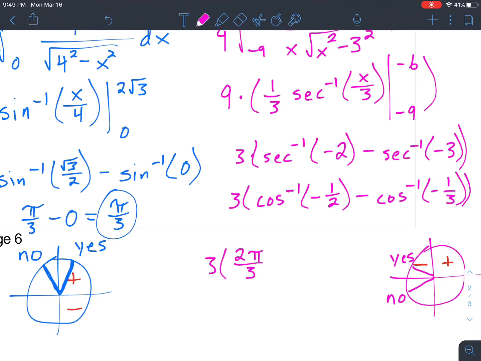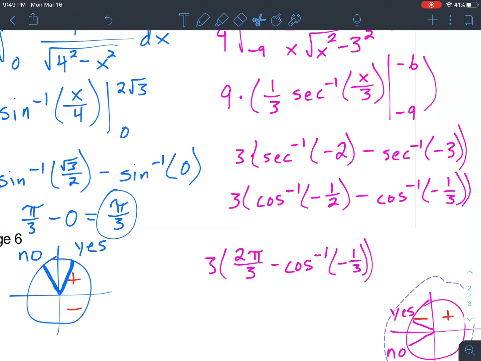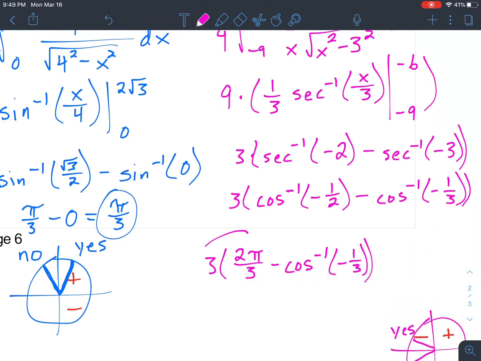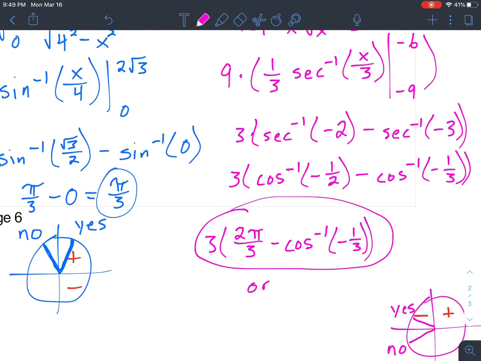And then the second part, we actually can't calculate that. I hope you recognize that -1/3 is not one of the values on the unit circle that we know. So we cannot simplify that last part. It's just going to have to stay as it is. And therefore we have our answer. Or, if you wanted, you could simplify that a little bit more, and we could write this as 2 pi minus 3 times arc cosine of -1/3. That would also be acceptable.